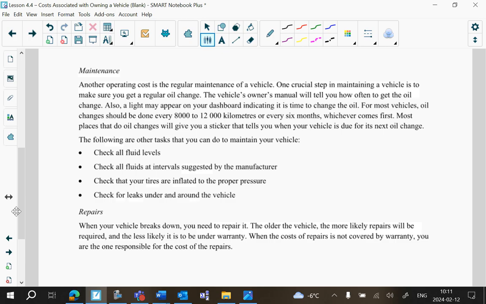A lot of places do this that do oil changes, as well as dealerships. But these are some things you want to keep in mind. Check all fluid levels, like your steering fluid, your brake fluid, other types of fluid that allow you to operate the vehicle efficiently. Your tires, make sure they're properly inflated, because if they're not properly inflated, they're going to wear down faster. And tires aren't cheap to replace. If you're going to replace all four tires, you're looking at least $1,000.